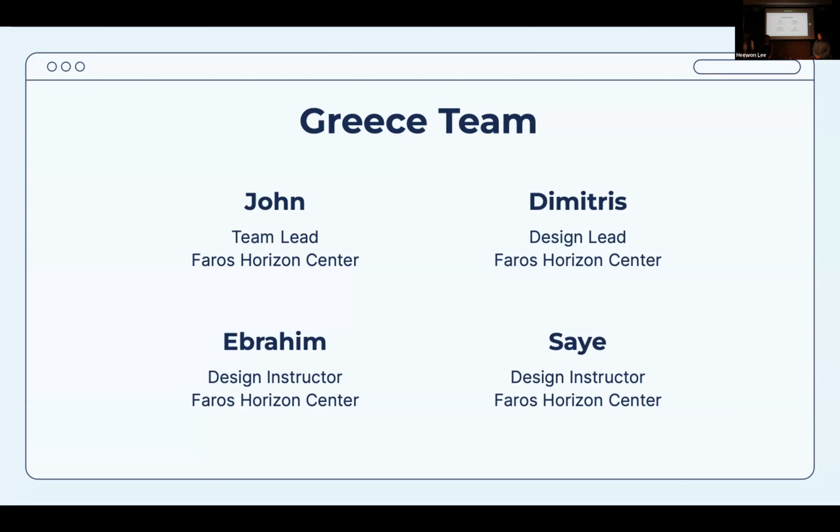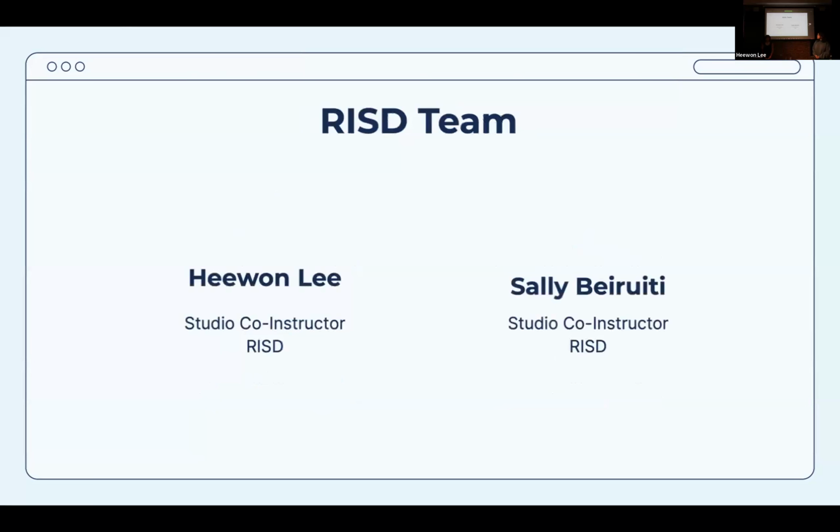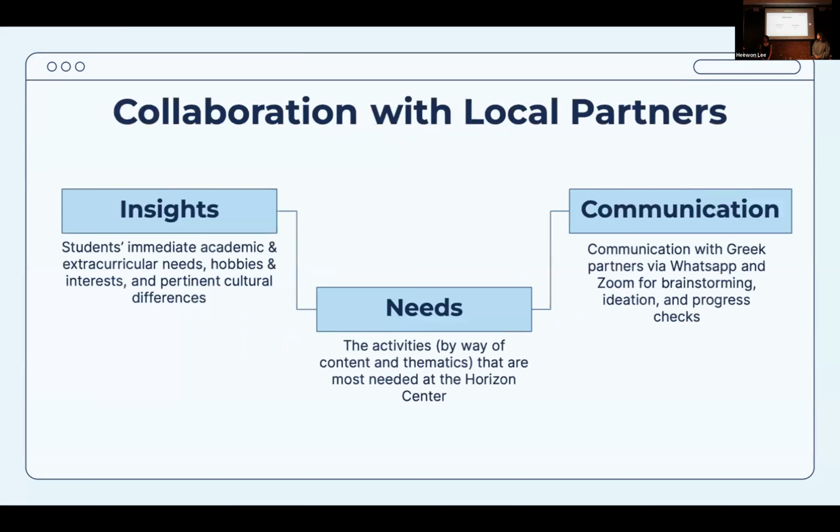And throughout the semester, we worked with them to get feedback and to understand what we can improve in our activities and what are the necessities. Our RISD team includes the three of us, as well as Yvonne and Sally, who are both our co-instructors. How we collaborated with the partners, firstly, the insights: we were looking to get immediate feedback on the academic and extracurricular needs of the students and their hobbies, interests, and other pertinent cultural differences that we would not understand significantly, and we aim to design our activities around these cultural differences.